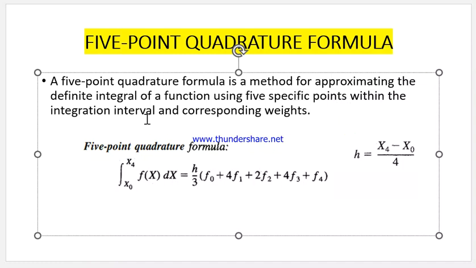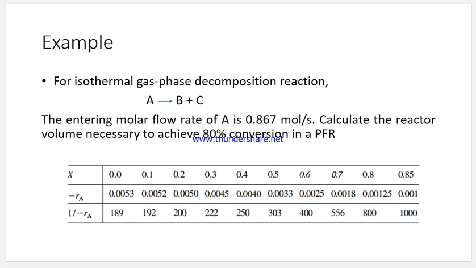So we have the integration interval and corresponding weights, and it looks like this. When we have an integral like f(x) dx, we can approximate it by calculating h over 3 times the function at point 0, the first point, second point, third point, and fourth point, making 5 points altogether. And h is determined by the boundary of the integral. Let's look at an example to make it clearer.